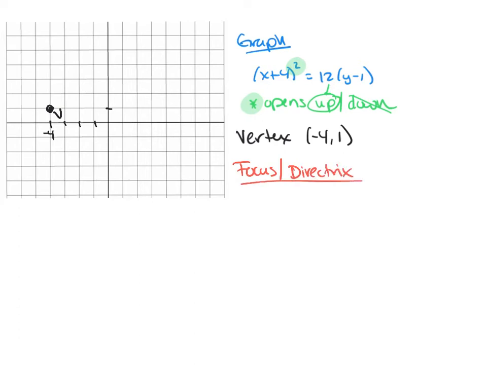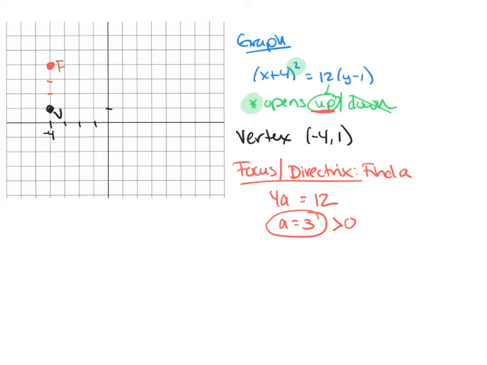And to do that, we're going to find A. A will tell us where the focus and where the directrix is. So 4A is equal to, in this problem, 12, which means that A is 3. Now, since A is positive, and we know the graph opens up and down, we're going to go, whoa, that positive doesn't look very good. Let's erase that. Positive, greater than 0, then we're going to travel up 3. So 1, 2, 3, and that will give us our focus.